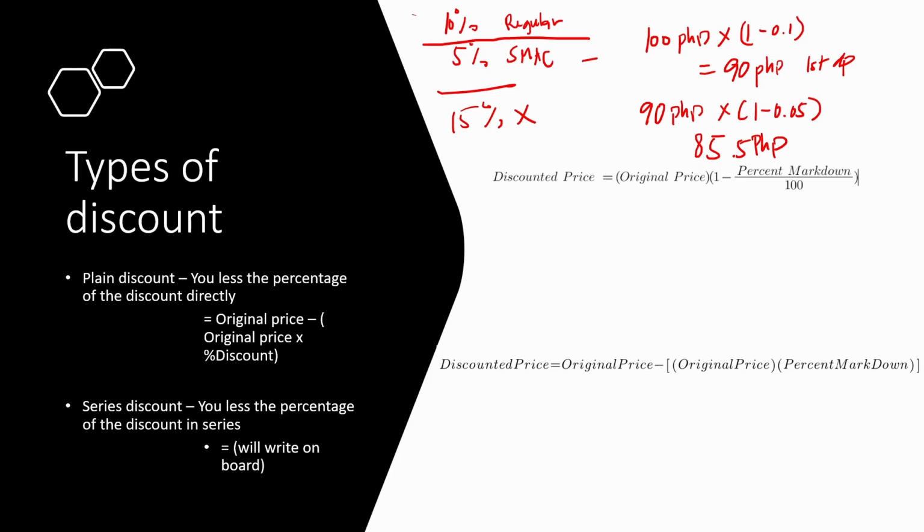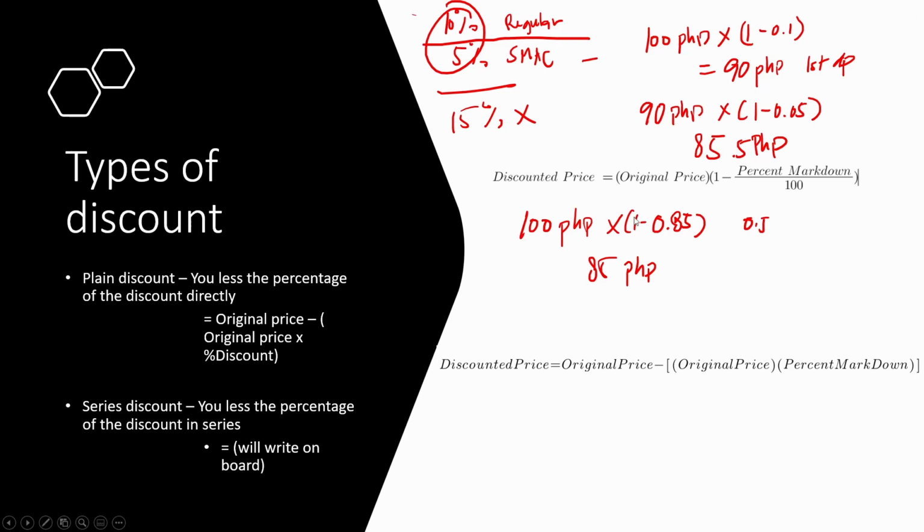Okay. What's gonna happen if we add the discounts together? If you simply added the discounts together, take for example 100 PHP. So the total is 15. 1 minus 0.85. So that's 85 pesos. So there's a 0.5 difference between the two. The correct one is 85.5. Okay. So that's how you get the plain and the series discount.